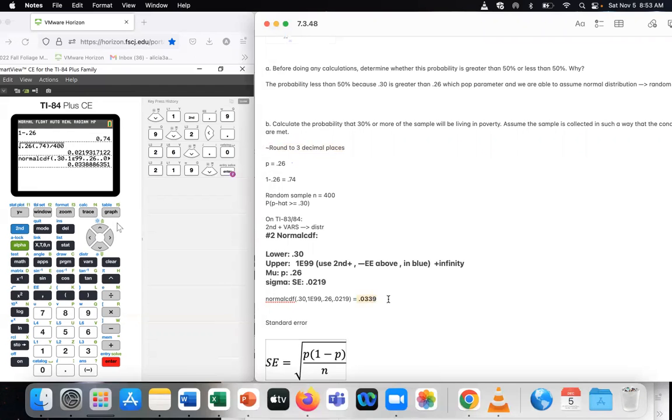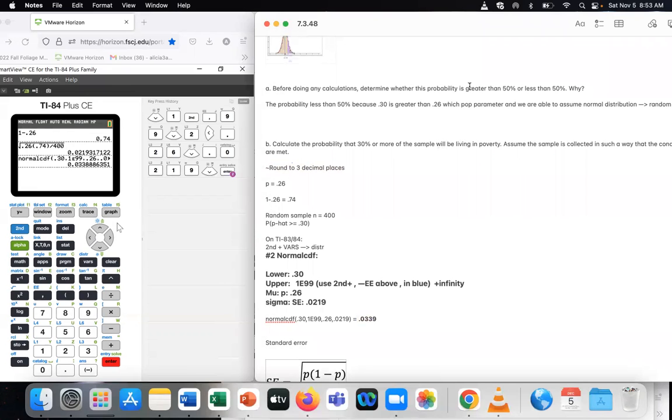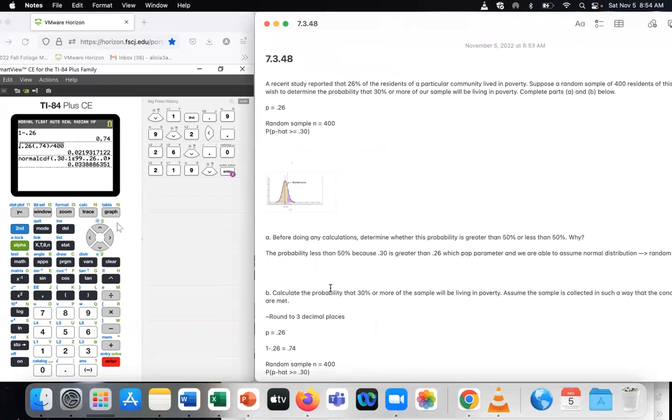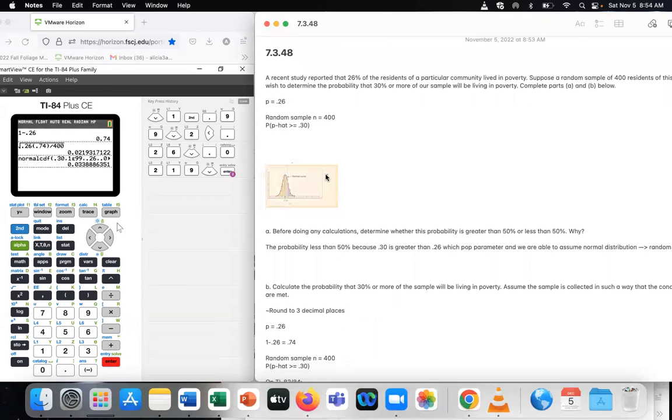And that makes sense. It shouldn't be large. We know it needs to be less than 50% from part A. Our standard error was fairly small, 0.0219. So that number is pretty far away.